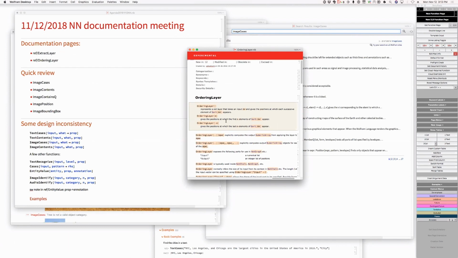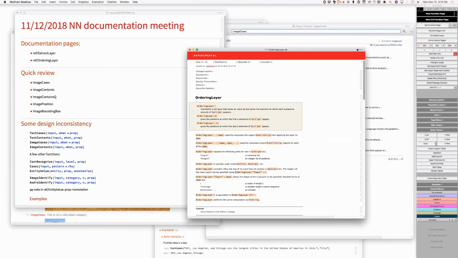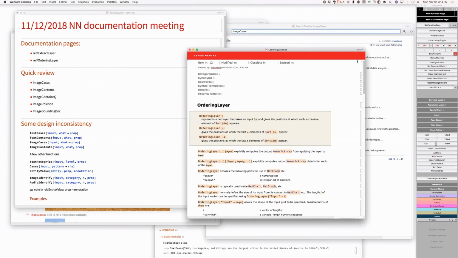Okay, ordering layer. What? You copied this from somewhere else. From ordering. Yeah, look, read what you wrote. It can't possibly be right. Why? True, it represents an ordering net layer that takes an input list. Okay, yeah, this is incorrect. So we need to fix that. This is just nonsense, if I might say so. And do you intend these arguments to be there? Yes. The arguments are just copying what ordering does.